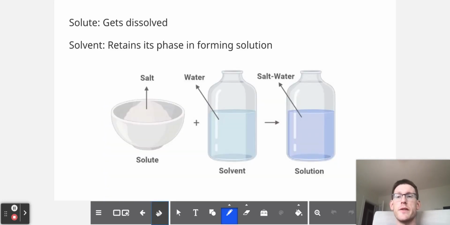Some more definitions. Solutes are whatever are getting dissolved. A solvent is what dissolves a solute. Note that the solvent will always retain its phase in a solution. For example, salt water looks a lot like the solvent water.